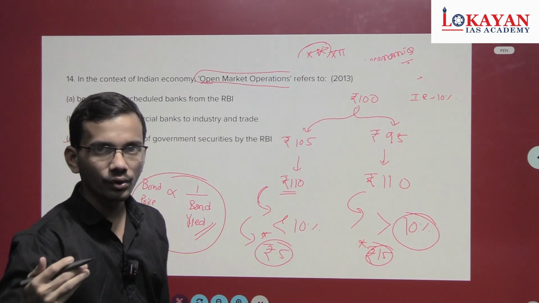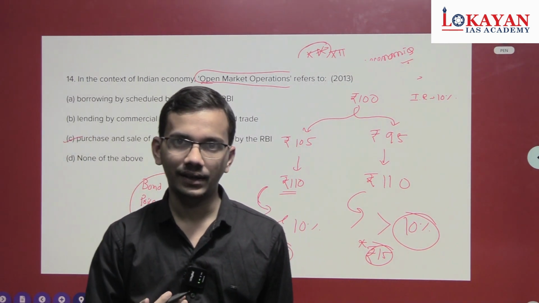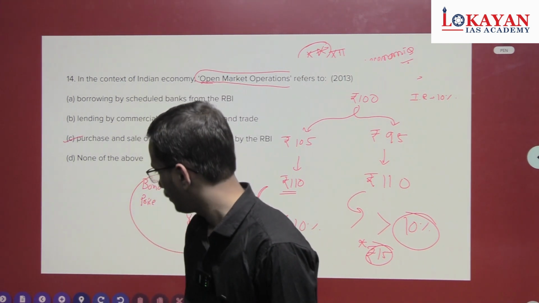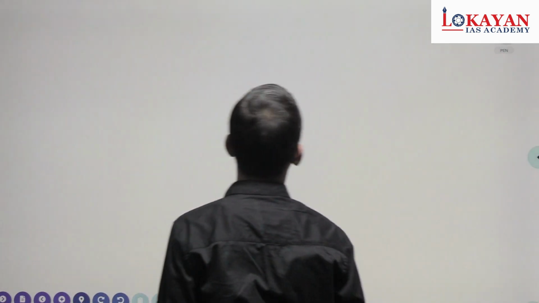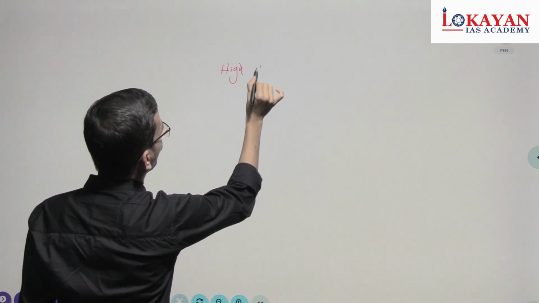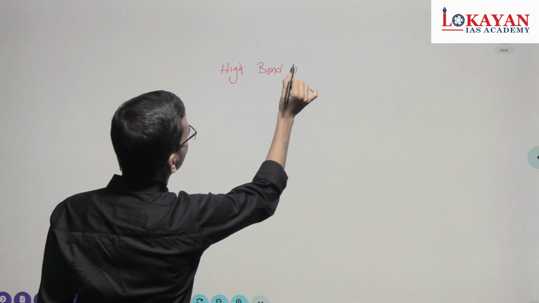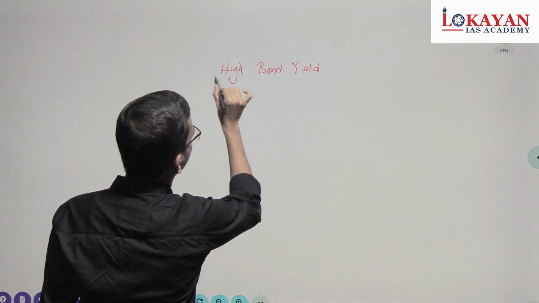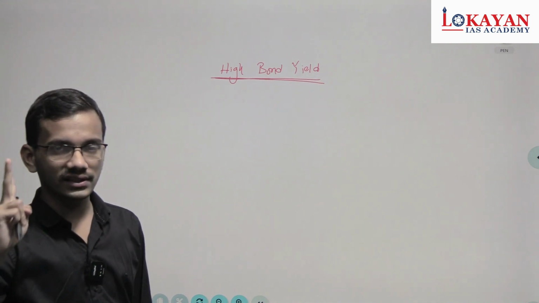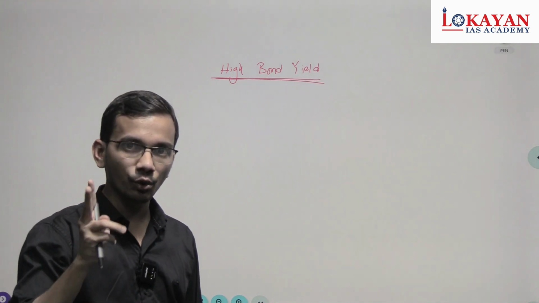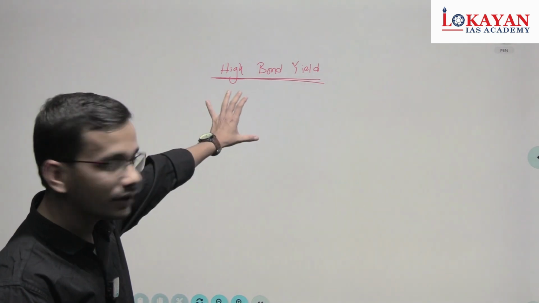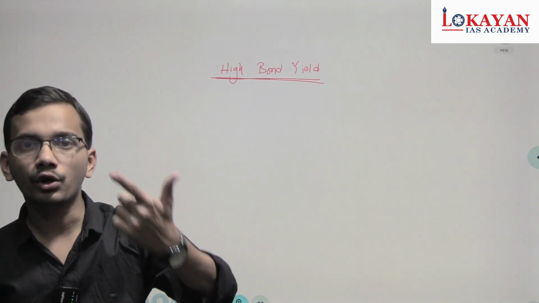Okay, now before understanding Operation Twist, let us discuss what are the impacts of high bond yields. See why I am discussing this topic in detail, because for 2 successive years, in 2021 prelim and 2022 prelim, a question on bond yield has been asked. Okay, high bond yield makes government borrowing costlier.